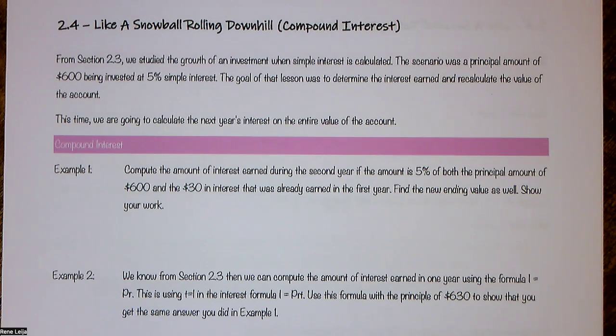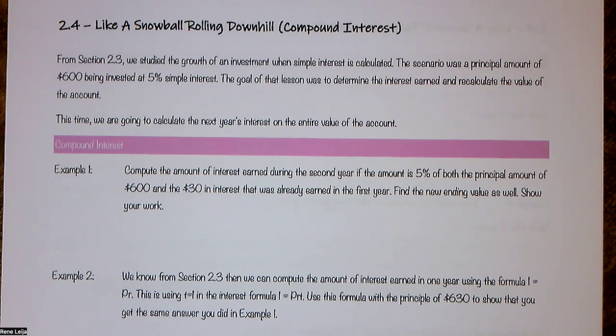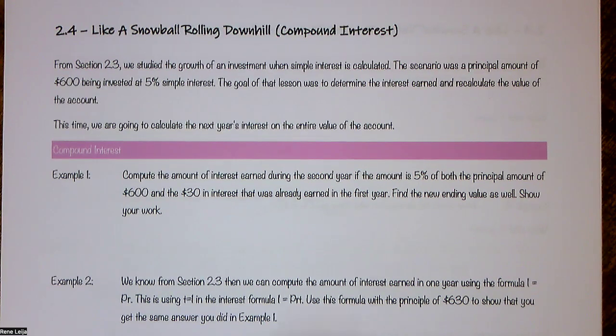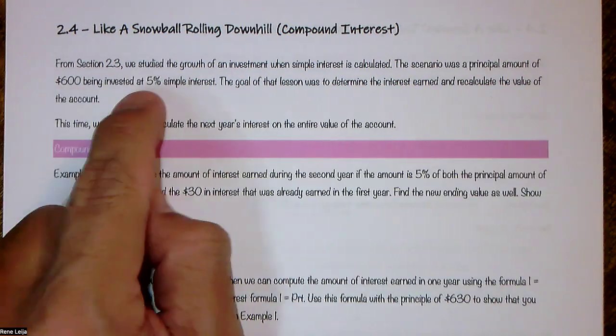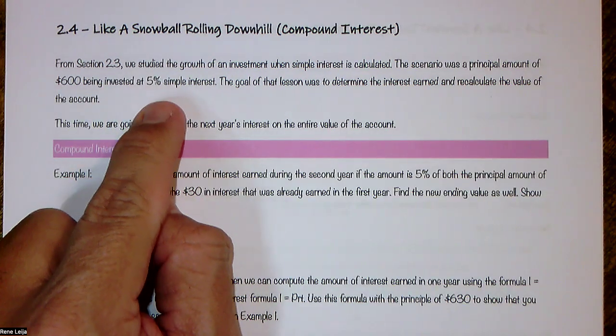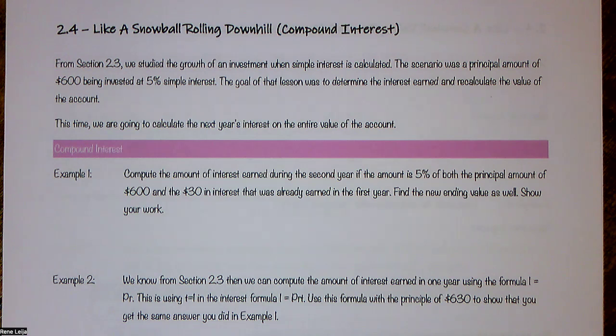Okay, this is section 2.4. We're going to talk about compound interest now. So from section 2.3, we studied the growth of an investment when simple interest is calculated. The scenario was a principal amount of $600 being invested at 5% simple interest. The goal of that lesson was to determine the interest earned and recalculate the value in the account.